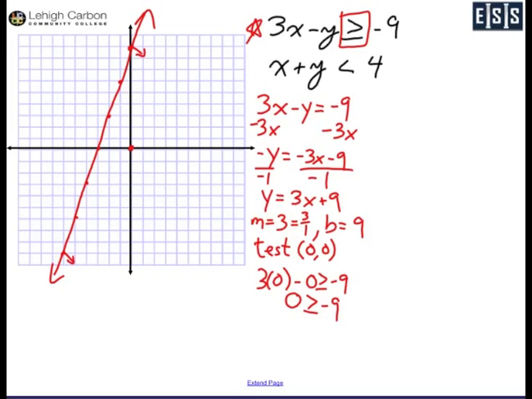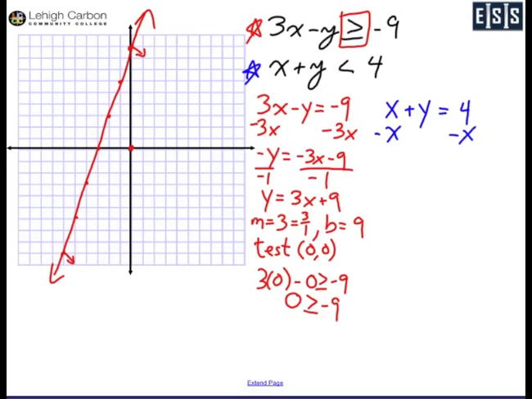Second inequality, x plus y is less than 4. Again, I'm going to put this into slope-intercept form. We did intercepts on the first example. We'll do slope-intercept form this time. It doesn't matter which method you use, just so long as you get it graphed. And again, I'm going to pretend I have an equal sign.